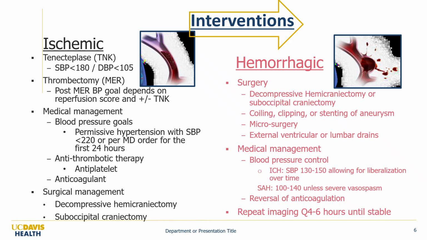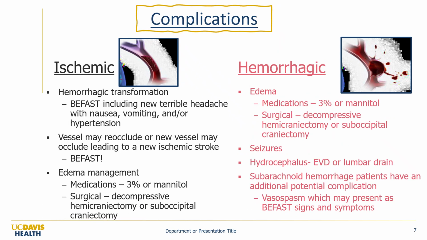Medical management interventions for hemorrhagic stroke patients will include blood pressure control and reversal of anticoagulation. Note the differences here on the slide for management of blood pressures in intracerebral hemorrhages versus subarachnoid hemorrhages in the acute period of stroke management. These patients will also receive repeat head CTs until the bleeding is noted to be stable, and then repeat imaging will be obtained as needed.